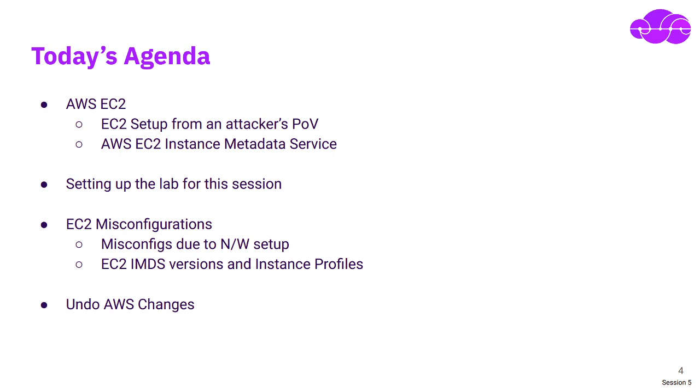We're going to talk about the different versions. There are 2 versions of IMDS, what they mean for services, users, or attackers, and how they can traverse the IMDS. We'll eventually end with undoing the AWS changes you've made, and I've got a bunch of references at the end.